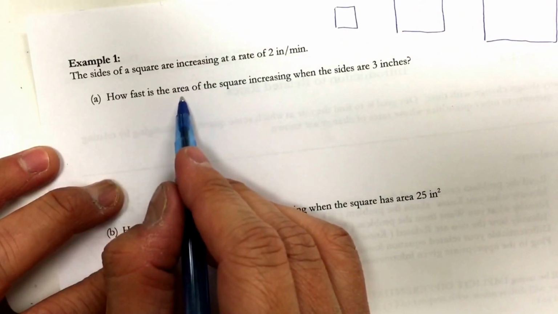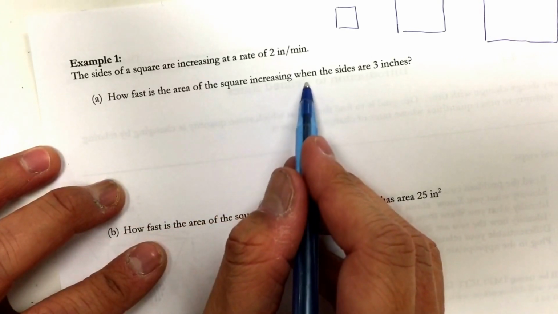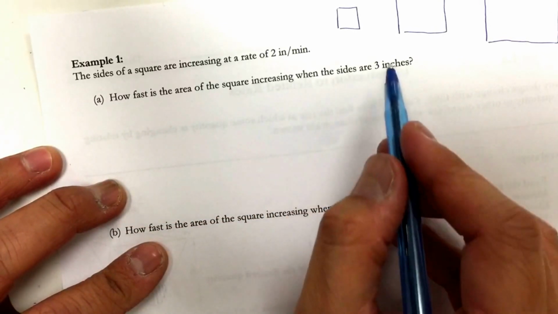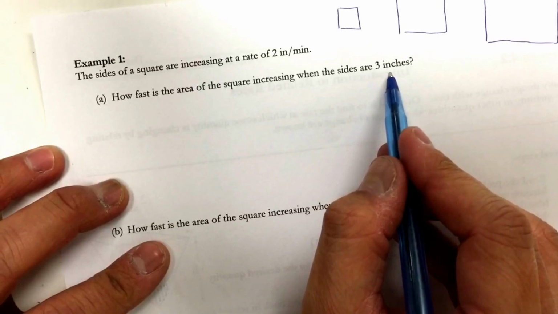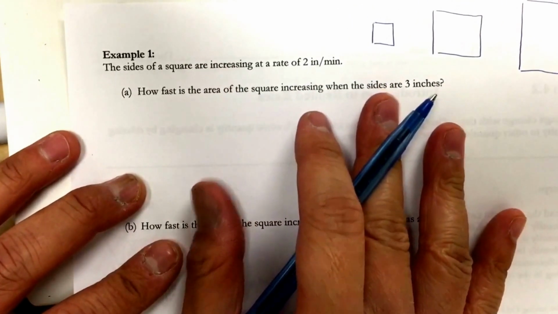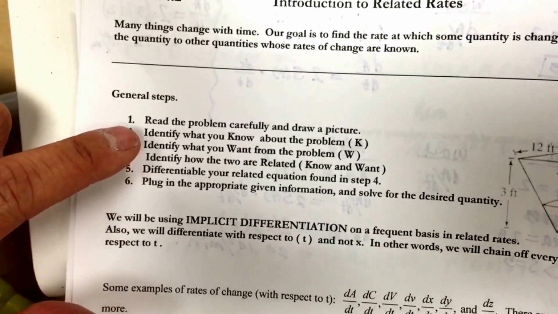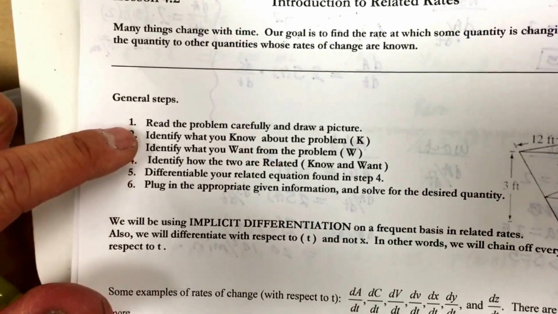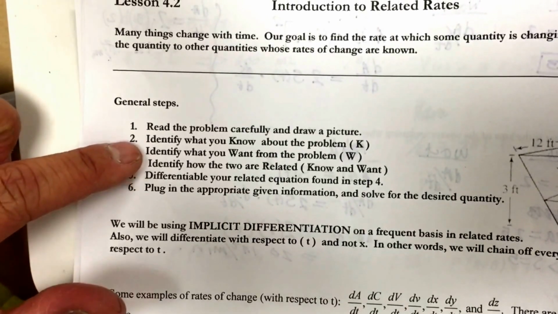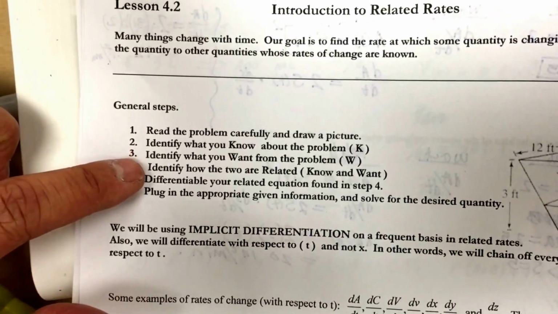How fast is the area changing when the side is 3 inches? So we go back to the basic strategy of solving a related rate problem. Identify what you know, identify what you want, and then identify how the two are related and then differentiate.